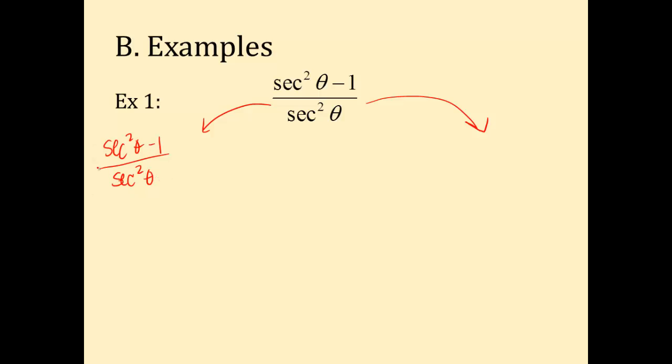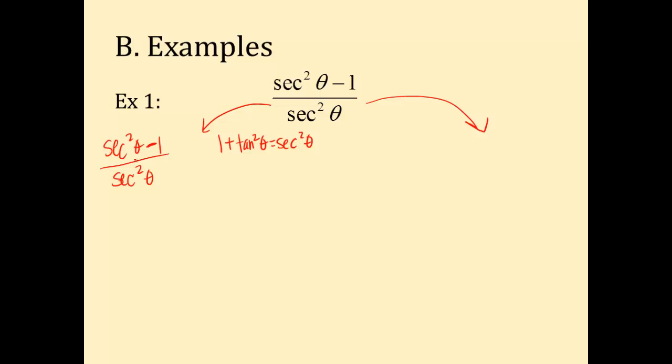Now, some of you are thinking, can't I just cancel out the secant squared theta? No, you cannot, because that 1 on the top is connected to that minus 1. It is not a Lone Ranger that can be canceled. So the first thing I would do is look at my identities cheat sheet and think about, is there anything I can substitute in here? Well, there is one identity that has secant squared in it, and it says this: 1 plus the tangent squared of theta equals the secant squared of theta.